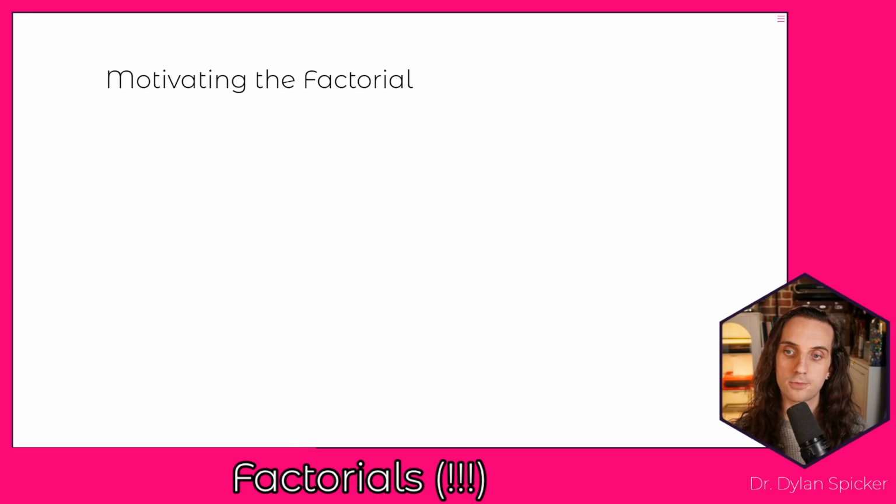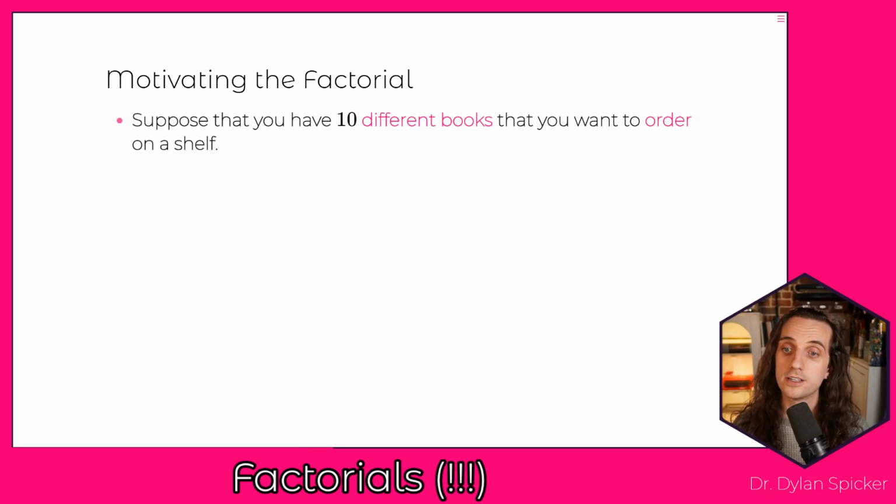So what do we mean by that more formally? Well, to motivate the factorial, let's consider a situation where we have 10 different books, we want to put them on a shelf, and we want to put them on a shelf in some set order. And so we can think about, well, how many different orderings are there going to be of these books on the shelf? And one approach we might take to this is to recognize that we could use the product rule for counting for this, right?